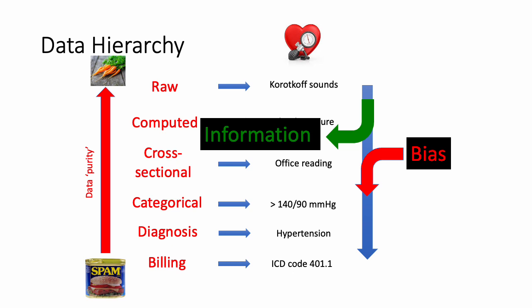And so, in theory, the most information is in the raw data or the closest thing to it, certainly a 24-hour ambulatory blood pressure cuff. But again, that's a trade-off with practicality. It's easier to just go and get a bunch of diagnostic codes about hypertension than it is to have people wear 24-hour blood pressure monitors.